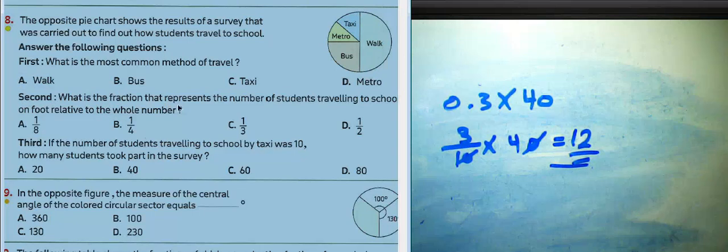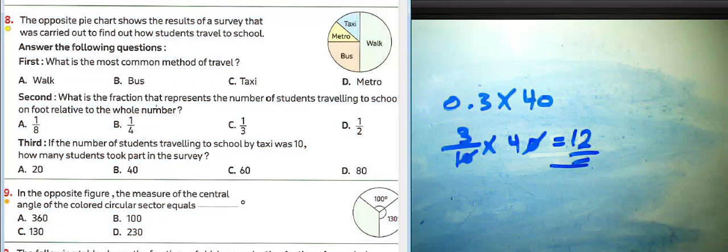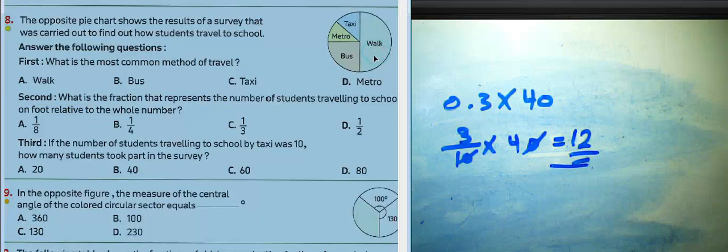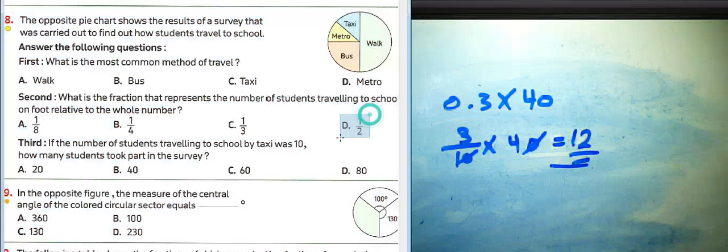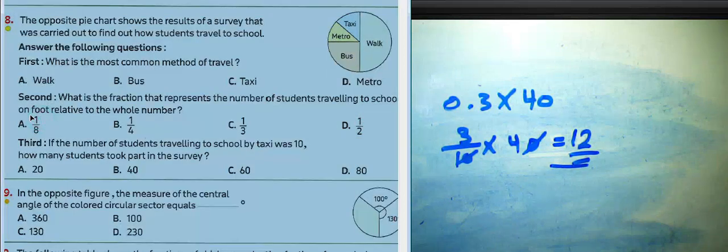Second, what is the fraction that represents the number of students traveling to school on foot related to the whole number? He asked about the fraction of the number of students traveling to school on foot. On foot means walking. Here it is half of the circle. Half of the students walk to school on foot.